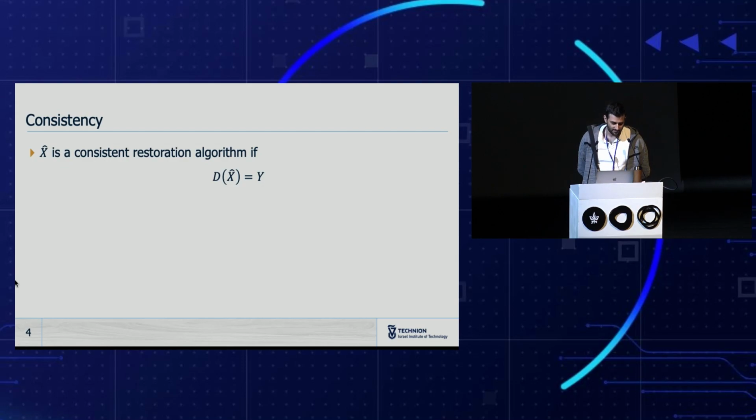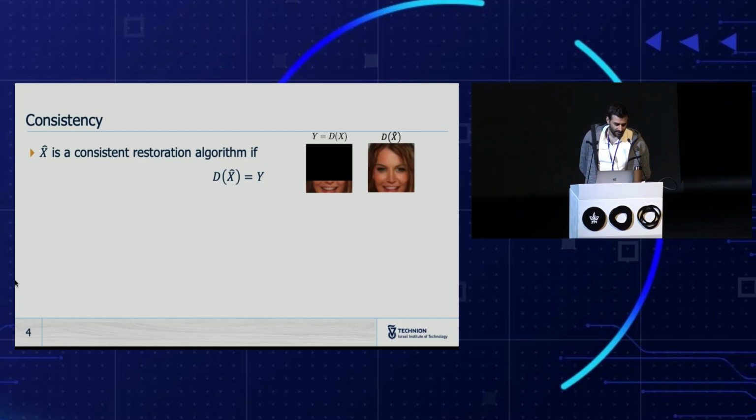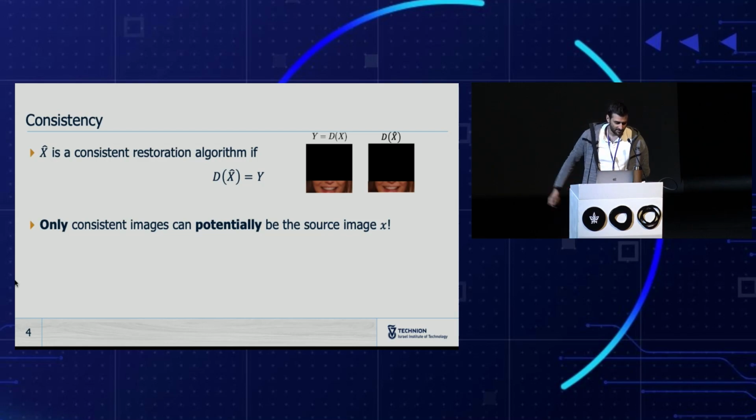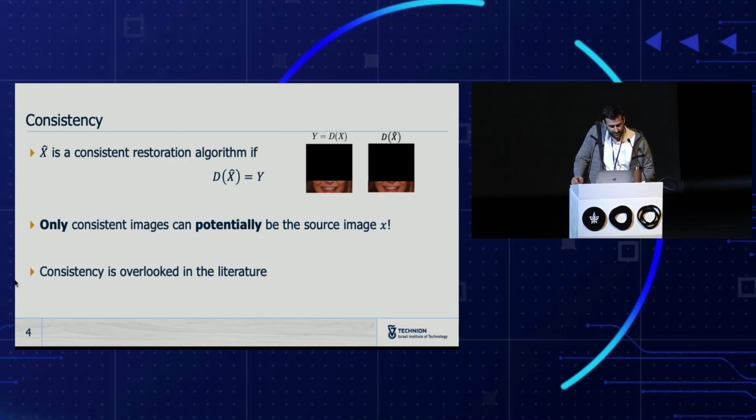A note about consistency. It's a pretty straightforward concept for those who are not familiar with it. Basically, if we take the restoration we propose, we want it to align with the degraded image under the degradation. This is very logical because only those consistent images can potentially be the source image. If you take the source image and apply the degradation, you get the degraded image, so you want the same about your restorations. And for some reason, it's often overlooked in the literature. But when you couple it with perceptual quality, with visually pleasing outputs, it gets very important.